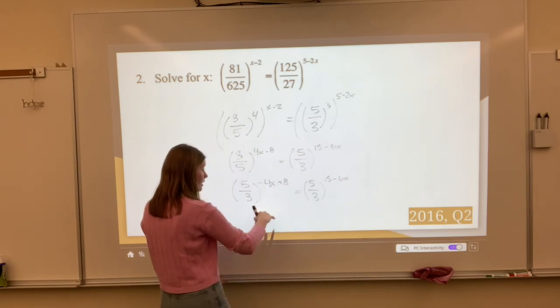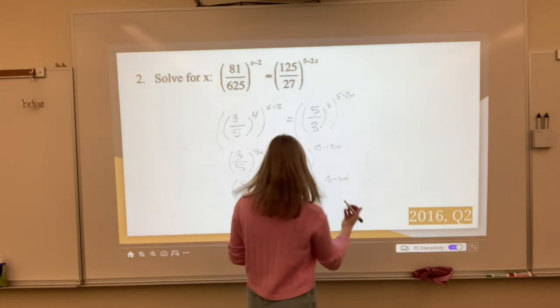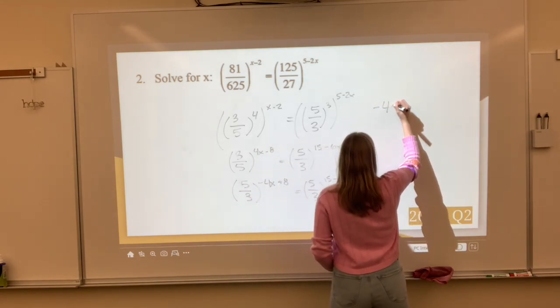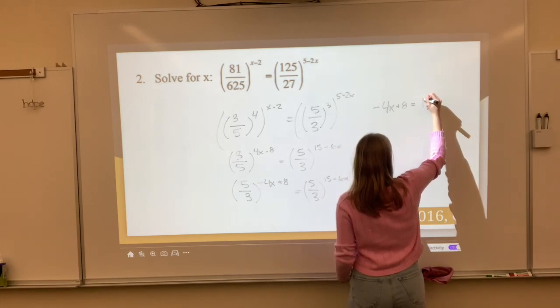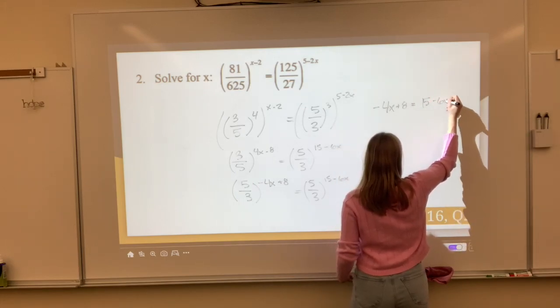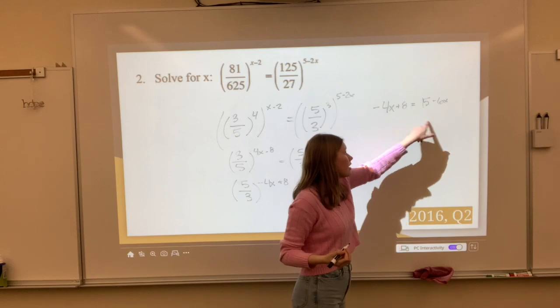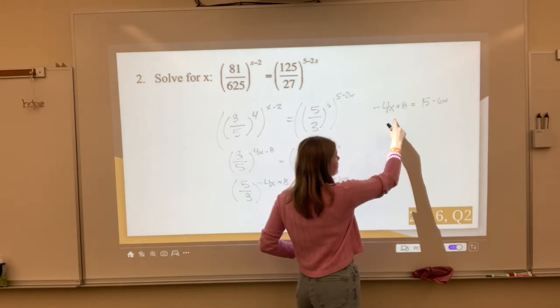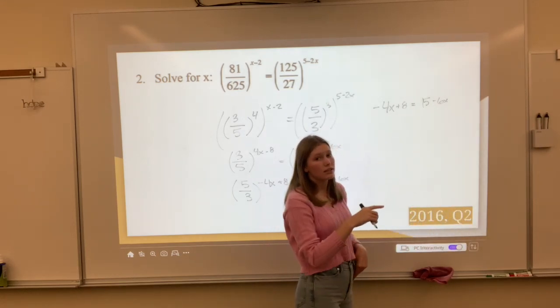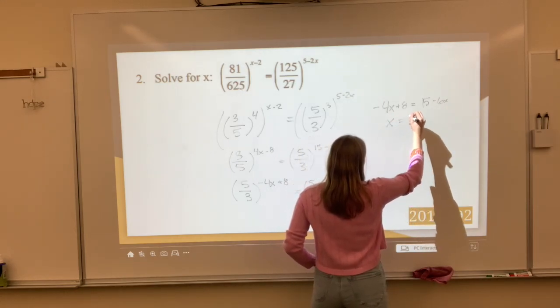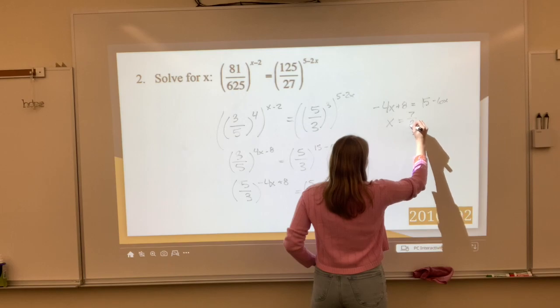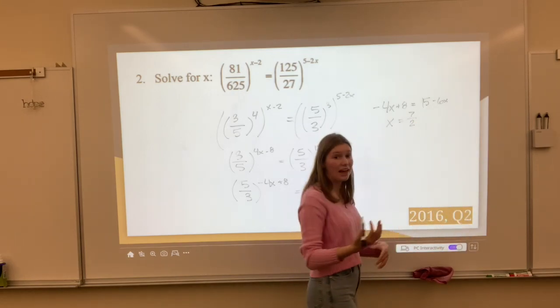Now we have our same base. Now all we have to do is a little simple algebra. Set negative 4x plus 8 equal to 15 minus 6x. Solve for x. Add 6x to both sides, you get 2x plus 8 equals 15. Subtract 8 from both sides, and we get x is equal to 7/2. And that is our final answer.